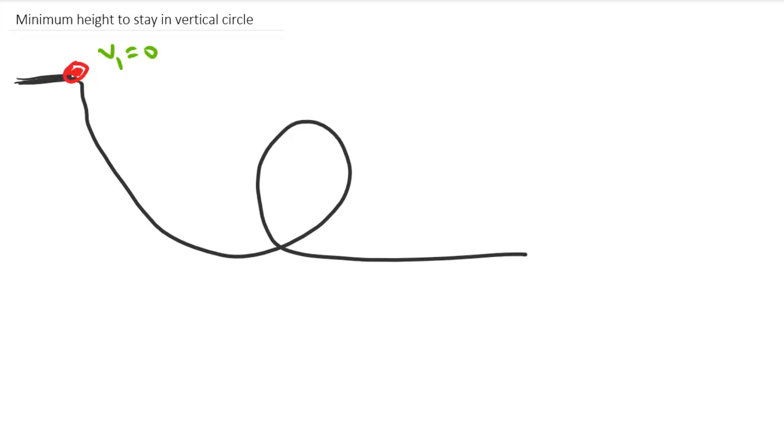I can set my datum here. Let's say that we just have a reference height. This height is equal to 0 here. And let's say I just want to know what this height h needs to be. If this red ball starts at rest up here, what minimum height h do I need so that it can actually make it through this loop? This is the most critical point right here. If it makes it through this point, it'll make it through everywhere else. And so I just want to make sure it makes it through there.